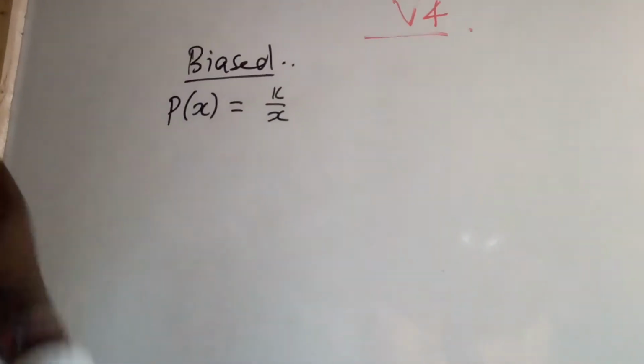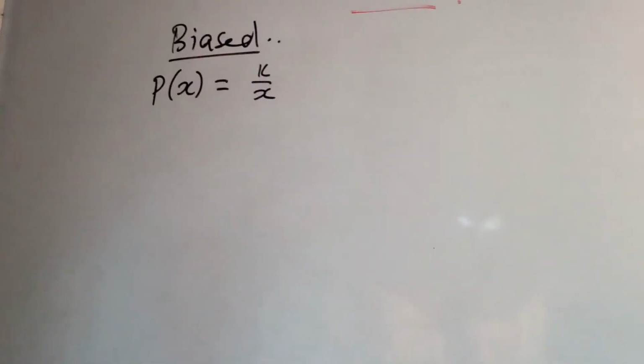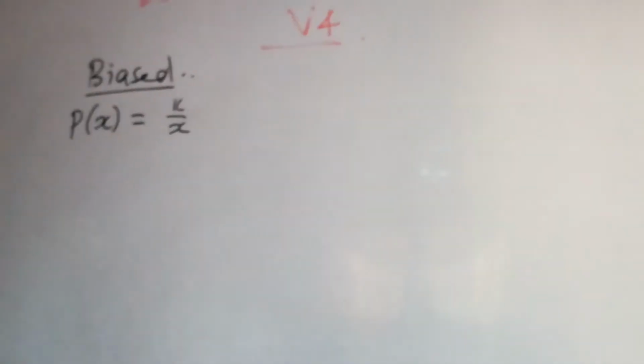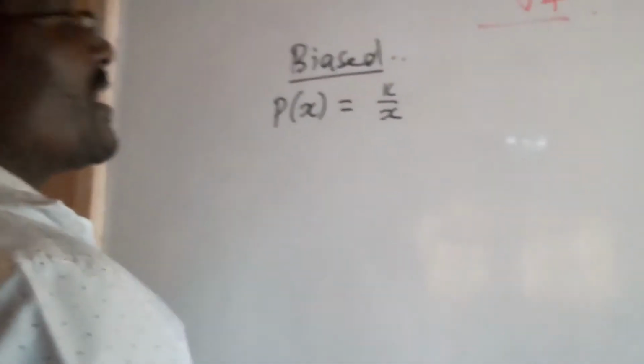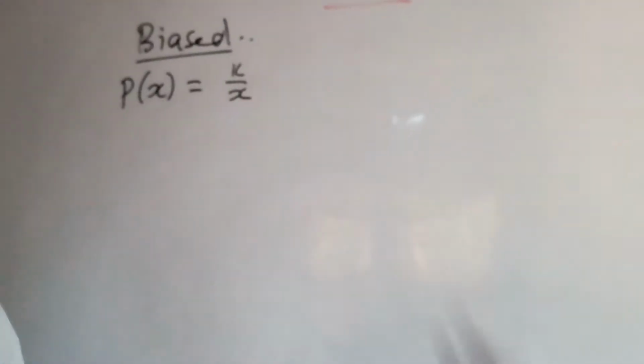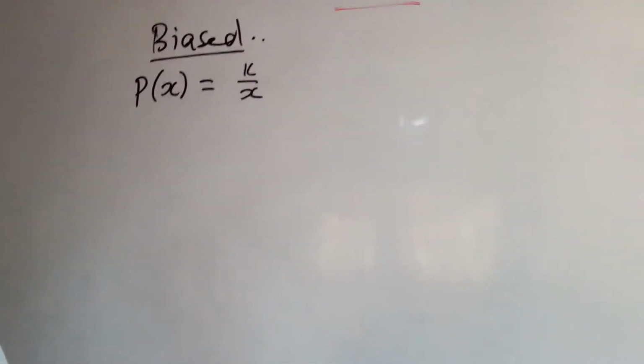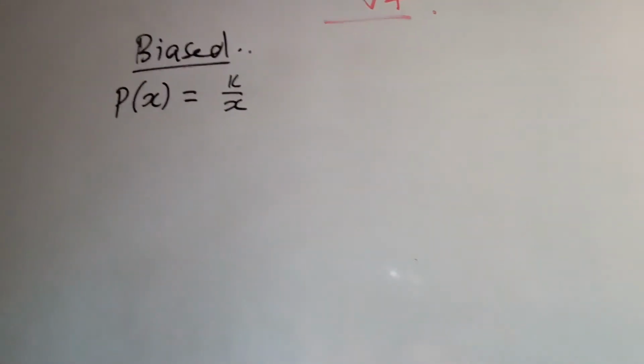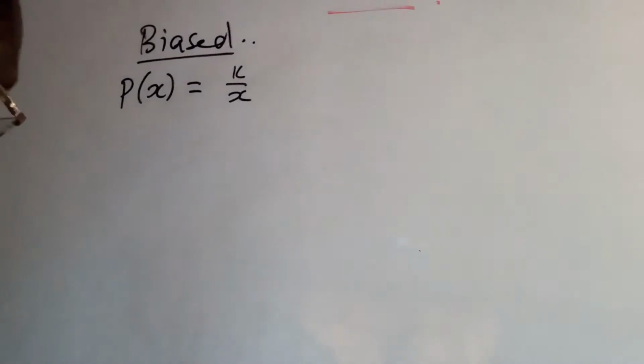The die is biased. Biased means that all faces 1 to 4 are not equiprobable. They do not have equal probability of showing up. It is a biased die, and therefore the probability of showing face 1 is not equal to the probability of showing face 2, and so on and so forth until face 4.